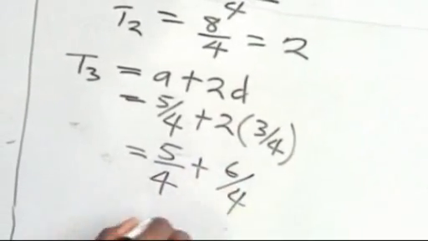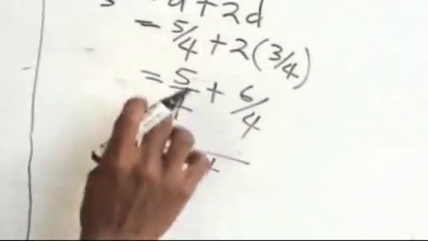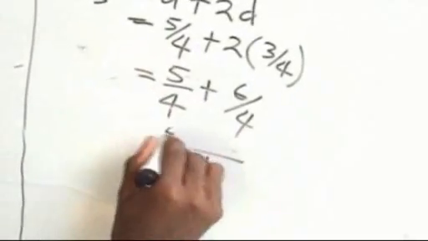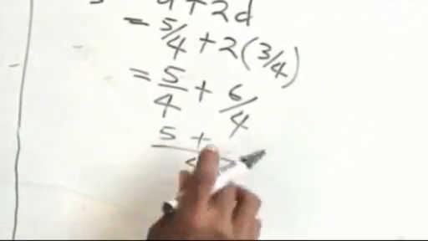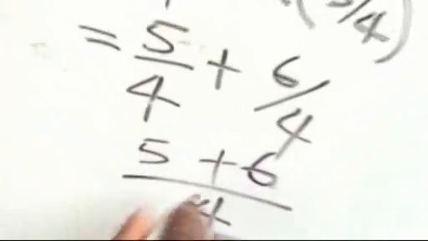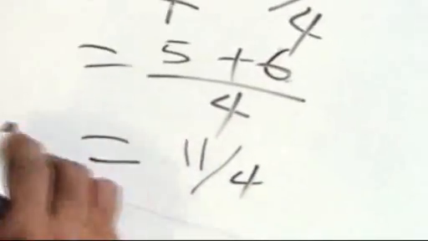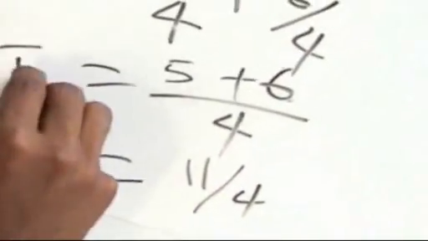The LCM here is 4. So 4 divided by 4 will have 1 times 5, there will be 5, plus 4 divided by 4 will have 1 times 6, which is 6. So we'll have that this is equal to 5 plus 6 is 11, all divided by 4. That is the value of T3, which is the third pole.